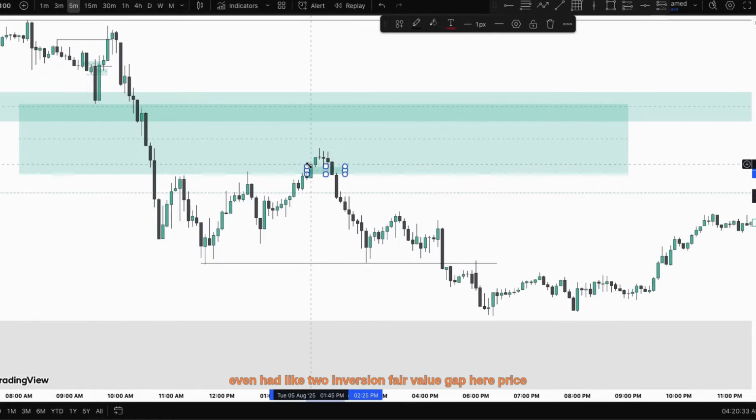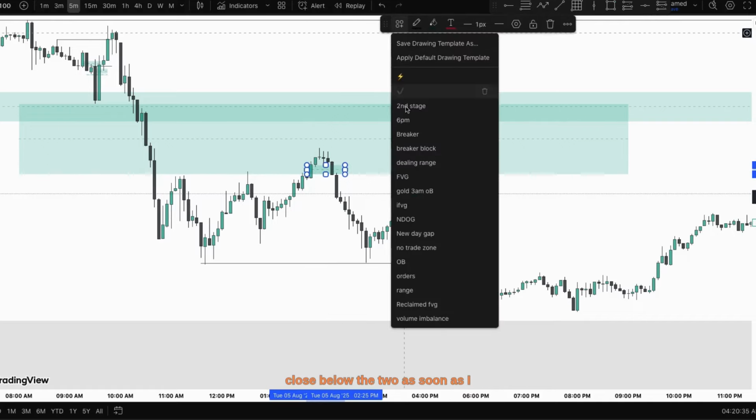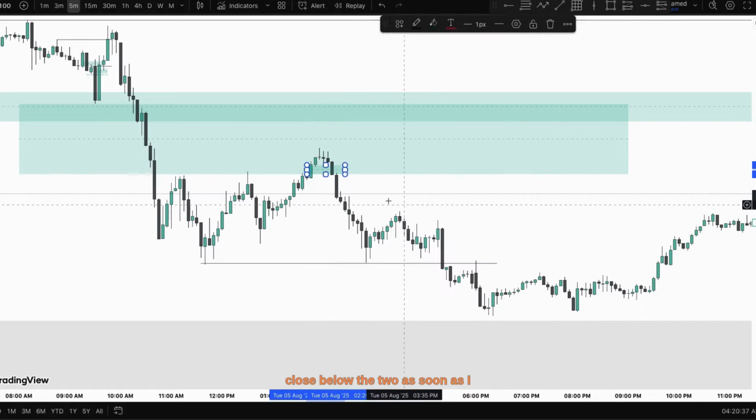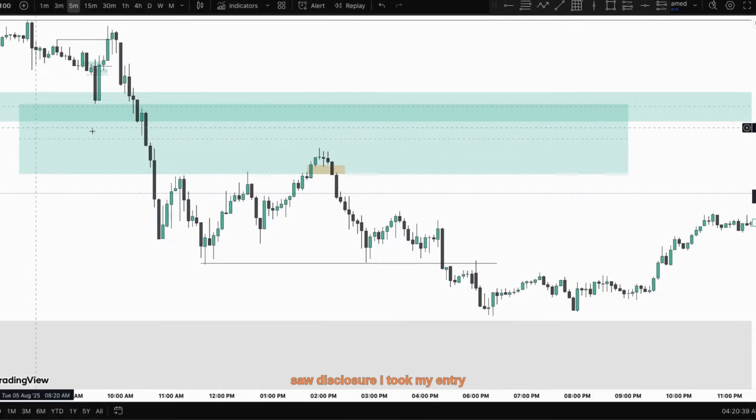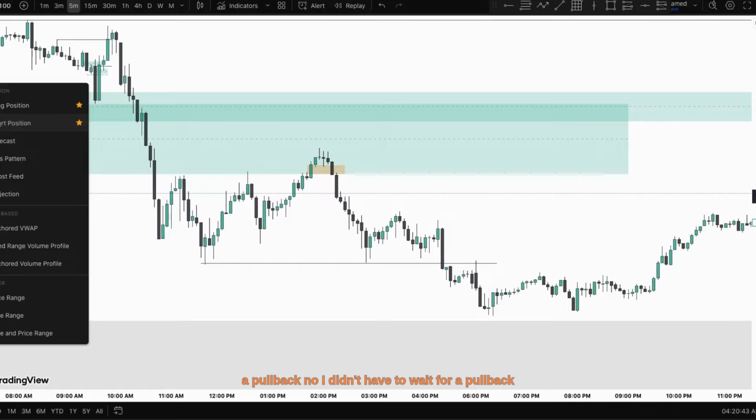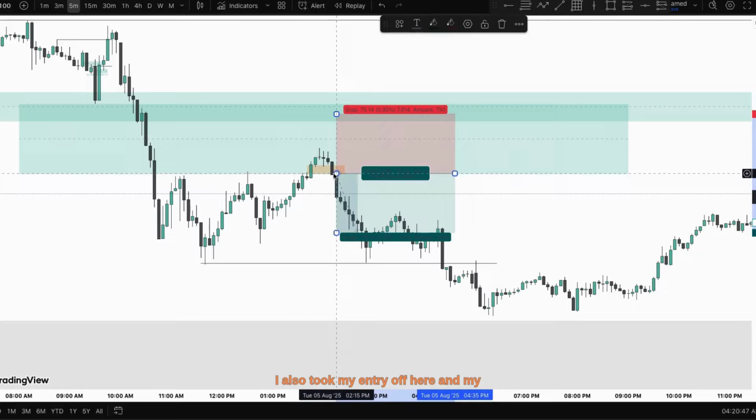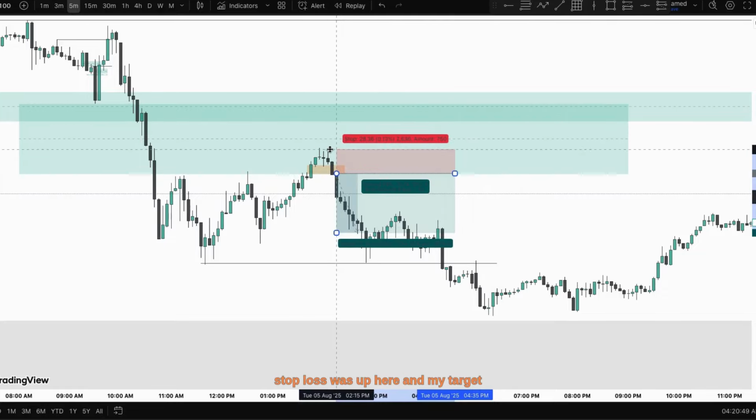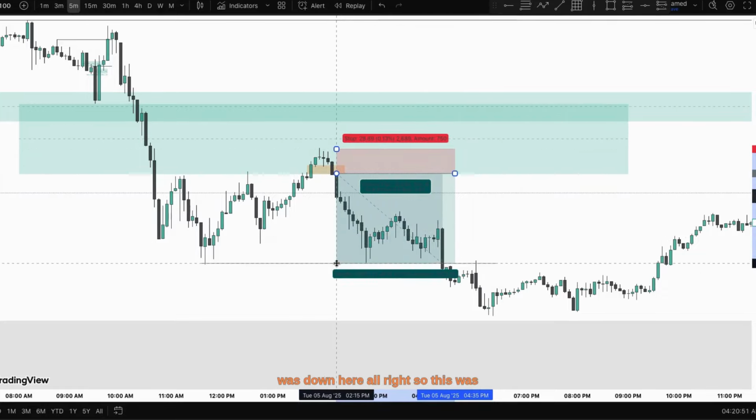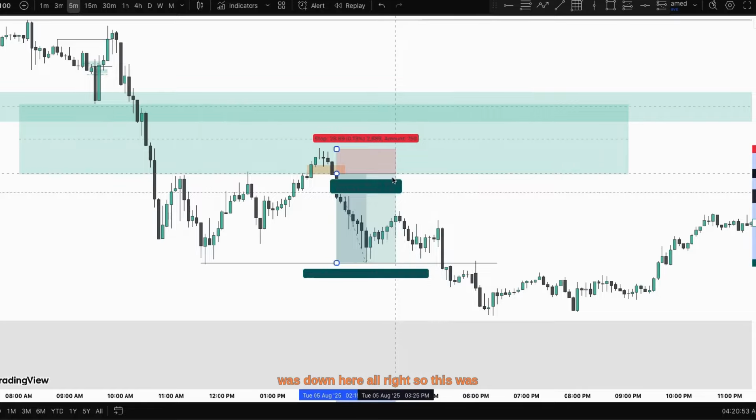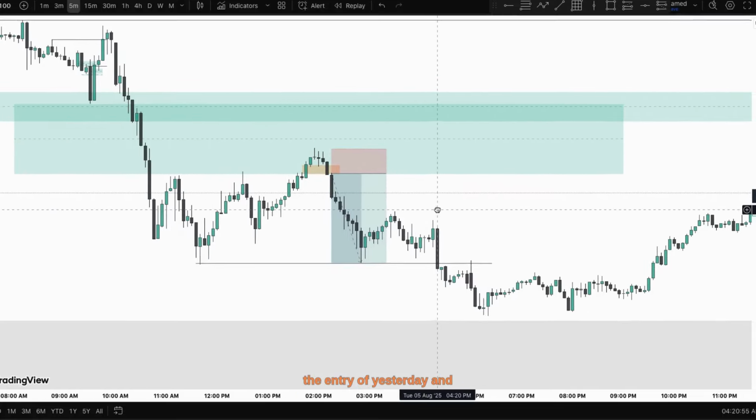We even had like 2 inversion fair value gaps here. Price closed below the 2. As soon as I saw this closure, I took my entry. I didn't have to wait for a pullback. I just took my entry off here, and my stop loss was up here, and my target was down here. All right. So this was the entry of yesterday.